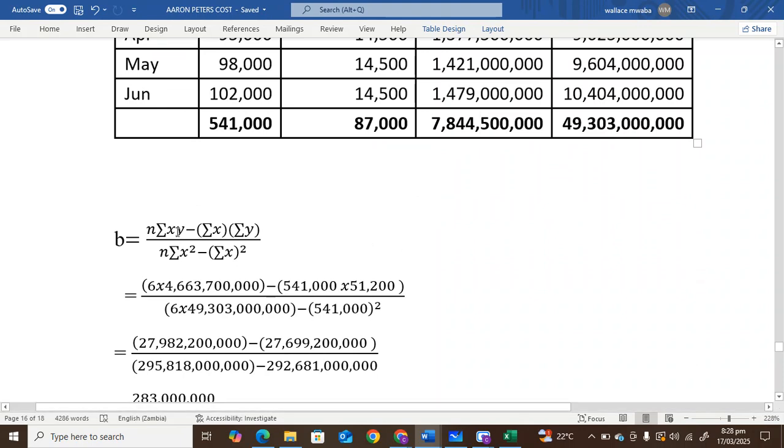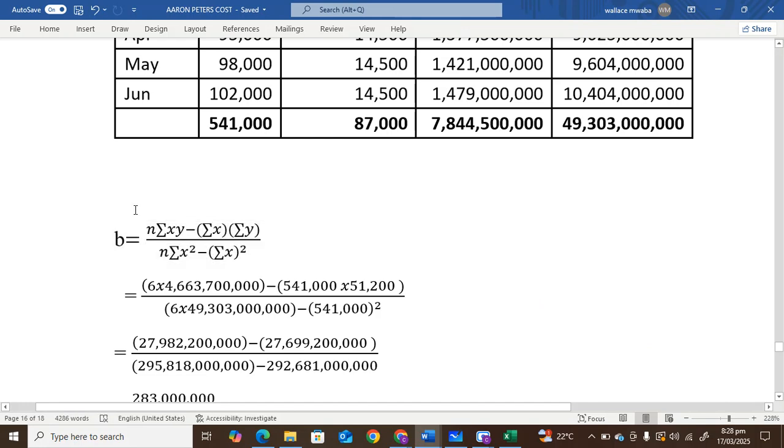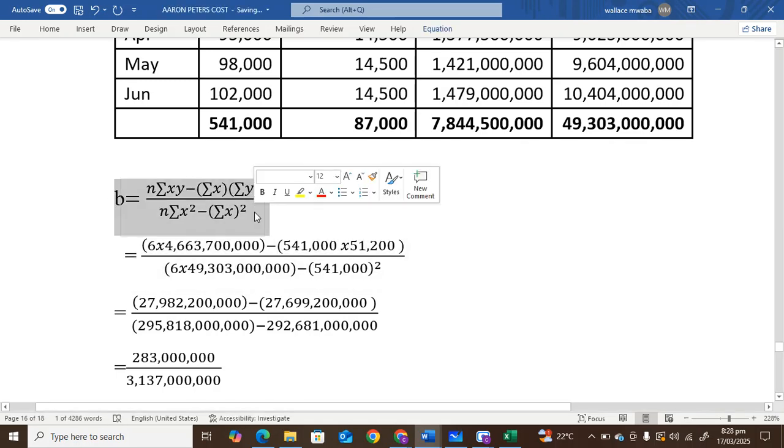I believe in the exams, this formula will be provided. The formula for B and A. They will be provided because, truthfully speaking, you can't memorize this formula, even though you try. So B, as I said, B represents the variable costs.